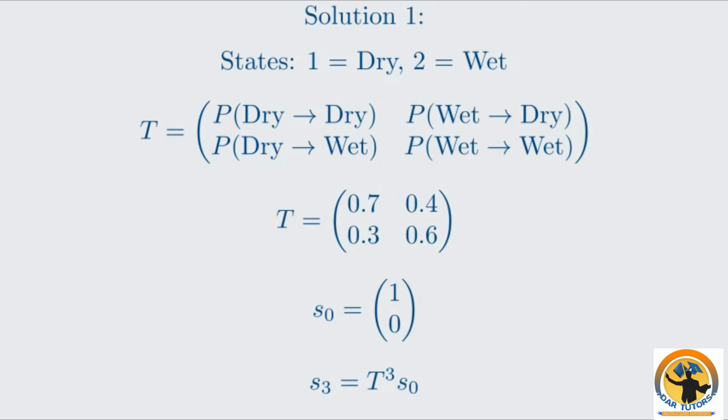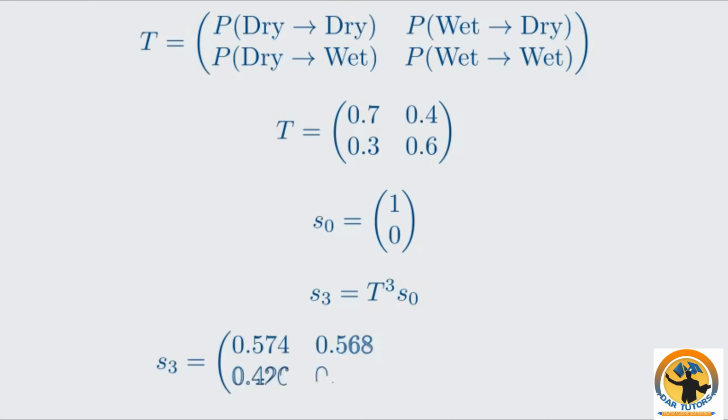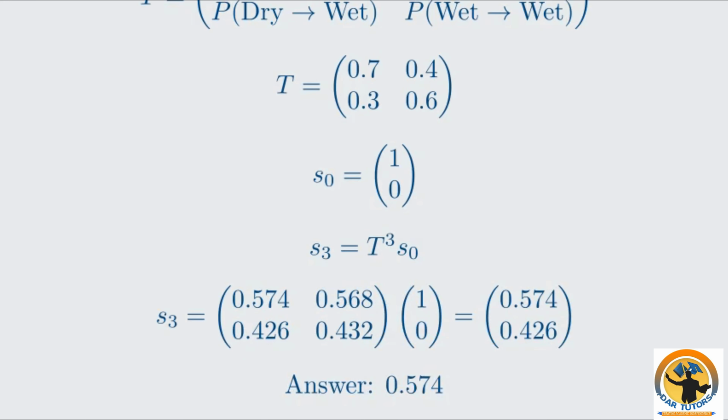We want S_3, so we need to calculate T cubed times S_0. Using a calculator, T cubed is [0.574, 0.568; 0.426, 0.432]. Multiplying by S_0 gives us S_3 equals [0.574, 0.426]. The probability that it is dry exactly 3 days from now is 0.574.